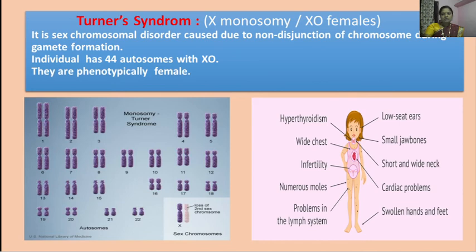Let us understand Turner syndrome. These phenotypical females have short stature, that is height, and a webbed neck, lower posterior hairline, broad shield shaped chest, poorly developed ovaries and breasts, and low intelligence. These are the particular symptoms. So see here again, that is X monosomy and XO females.